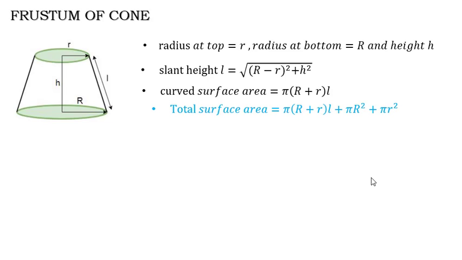The formula for curved surface area is pi into (capital R plus small r) into L. Total surface area is equal to this curved surface area plus the area at the base plus the area at the top. Therefore the formula is pi (capital R plus small r) times L plus pi R square plus pi r square, and volume is 1 upon 3 into pi, into (capital R square plus capital R into small r plus small r square) into h.